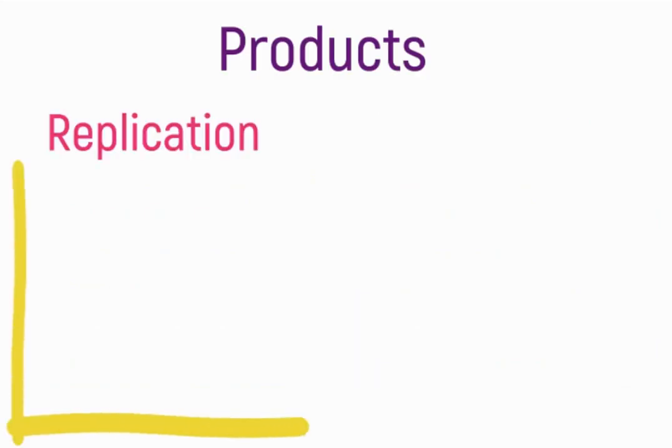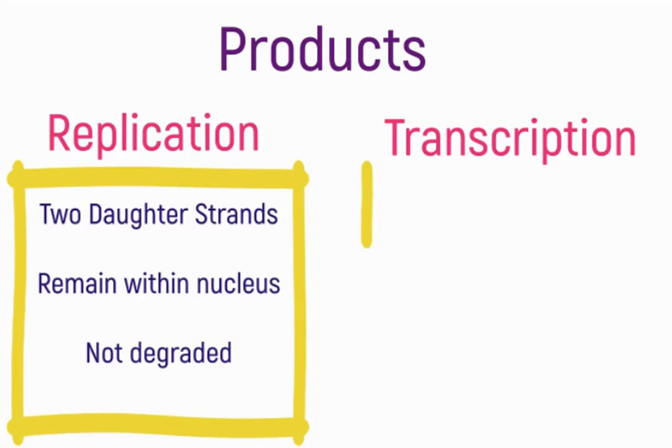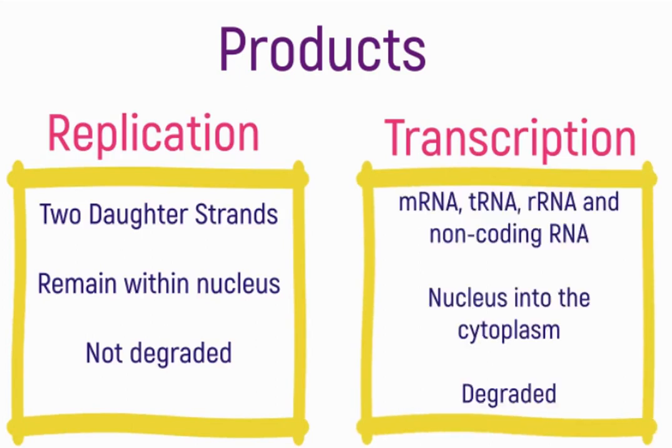During DNA replication, the products are two daughter strands that remain within the nucleus. Here, products are not degraded, while during transcription, the greater part of the product, which are mRNA, tRNA, rRNA, and non-coding RNA, pass from the nucleus into the cytoplasm. Here, products are degraded after their function is over.